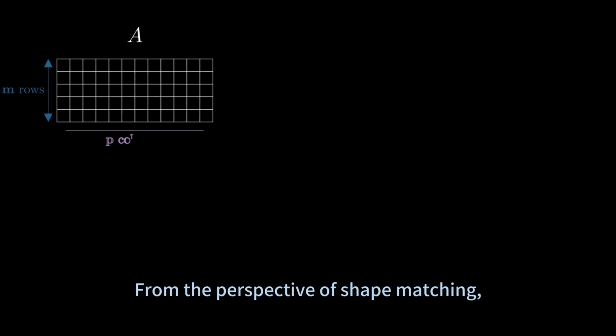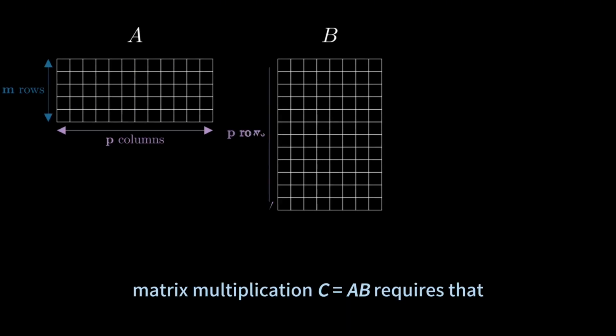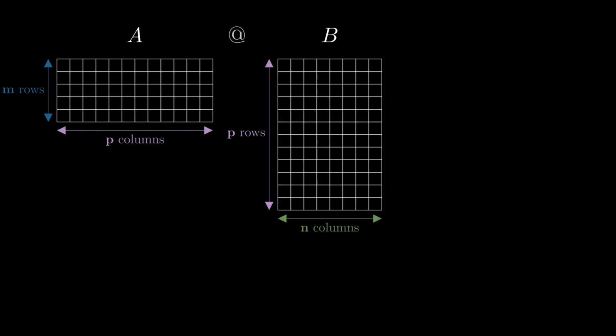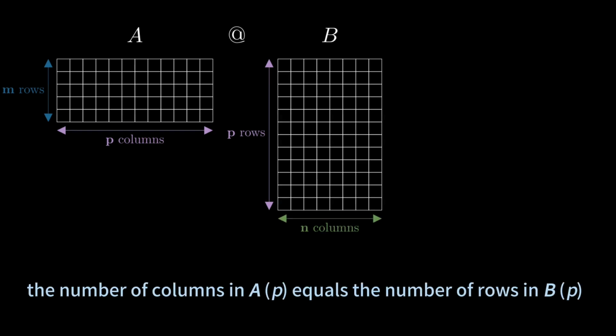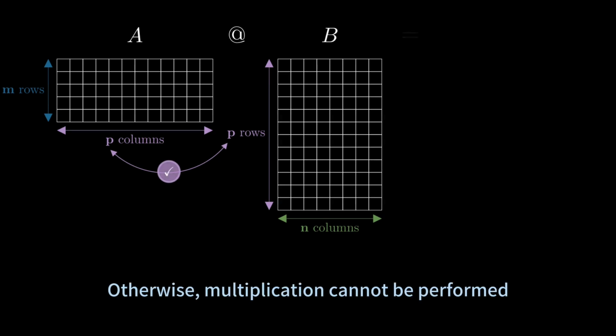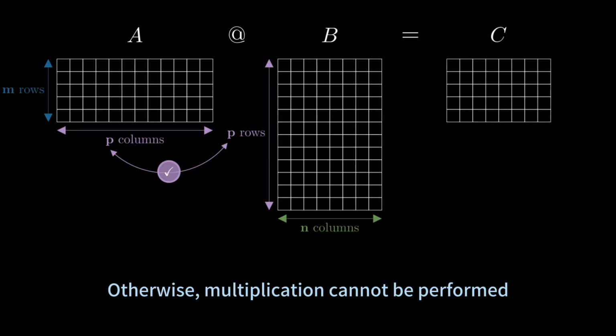From the perspective of shape matching, matrix multiplication AB requires that the number of columns in A equals the number of rows in B. Otherwise, multiplication cannot be performed.